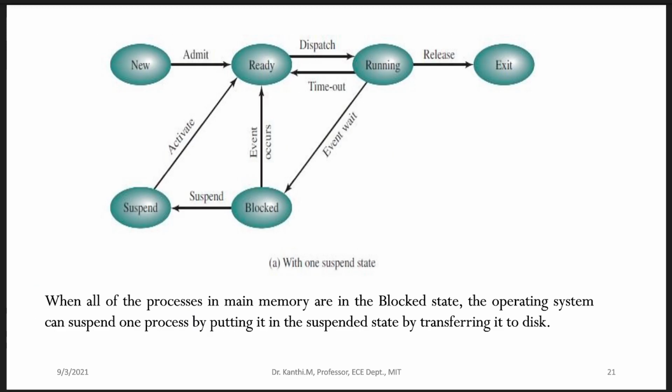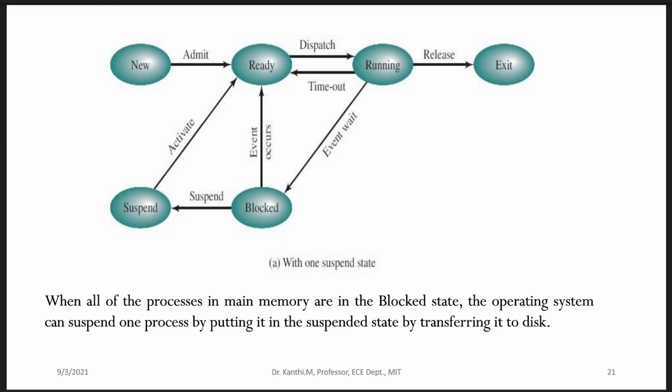So this is your 6-state process model. You can see here, as I have just mentioned, the blocked state is where processes are waiting for an event to occur. A process waiting for a longer time for an event to occur, instead of staying in the main memory, you push it to the secondary memory, which is your suspend state.